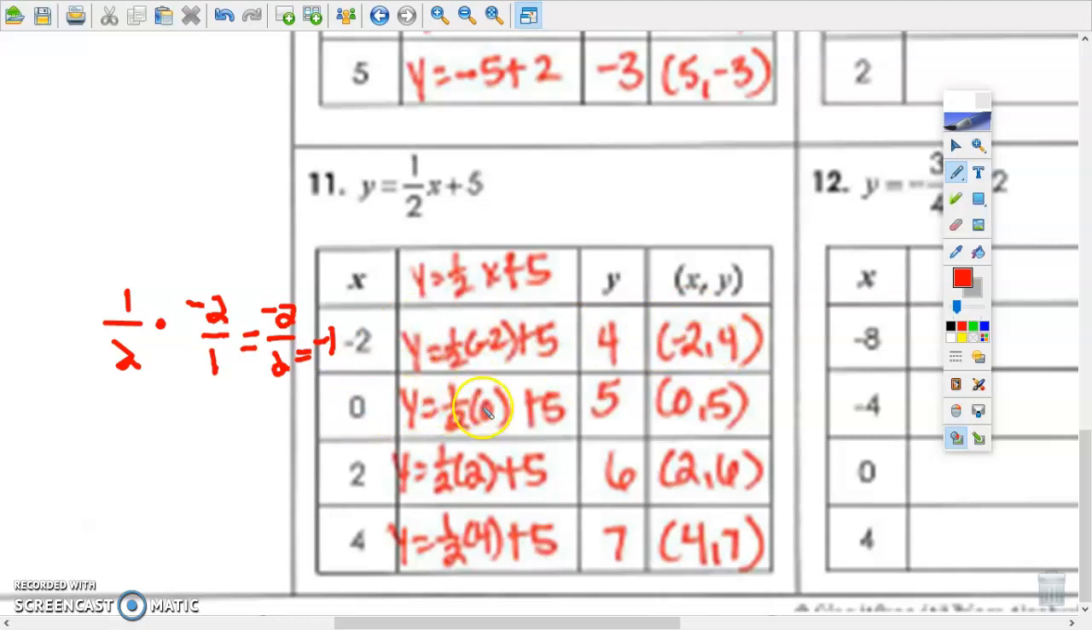Now I'm doing 1/2 of 0, which is 0, and 0 plus 5 is 5, 0, 5. The third point, the third x, is a 2. 1/2 of 2 is 1. Remember, do 0.5 times 2 on your calculator, or again, you're doing 1/2 times 2, which is 1 times 2 over 1 times 2, which is 1. 1 plus 5 is 6. And 2, 6 is that third point. The last one is 1/2 of 4, which is 2, and 2 plus 5 is 7.